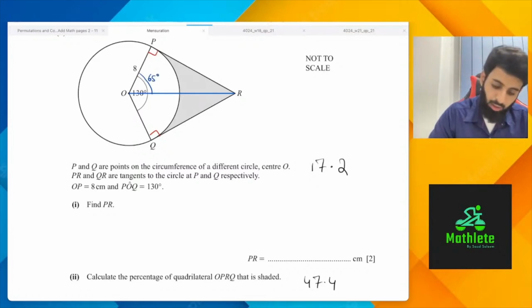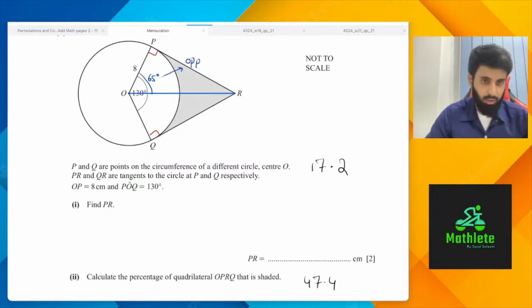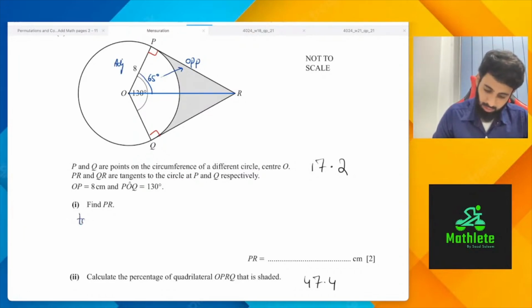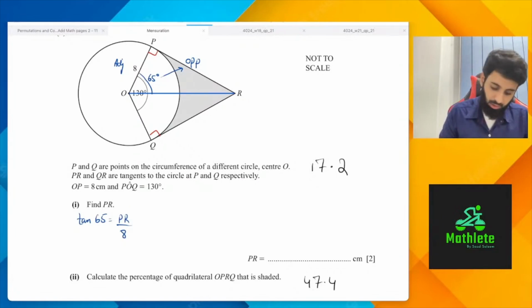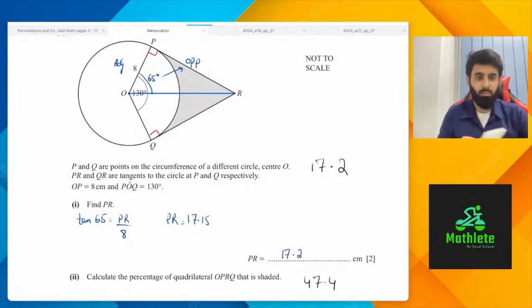Now we have to find out this length, which naturally becomes the opposite length, and the length that you're going to have to use is the adjacent length. So we're going to have to use tan for this. So tan of 65 is equal to opposite, which is PR, upon adjacent, which is 8. Let's work this out. Make sure your calculator is not in radian mode. I'm talking about AdMath students and non-AdMath students also. Please make sure that you reset your calculator before you start. So PR is 17.15, which correct to 3 significant figures is going to be 17.2.